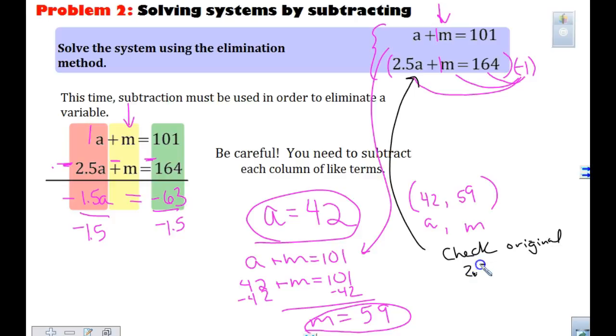2.5 times 42 plus 59. Right? And that's what we're going to check, so put that in your calculator and see if it gives you 164. 2.5 times 42 plus 59. George? You have this? 164? Okay, so we know that these 42 and 59 are the answers.